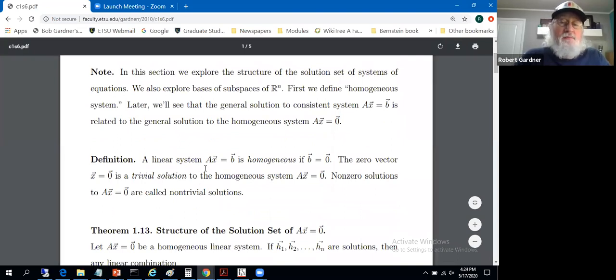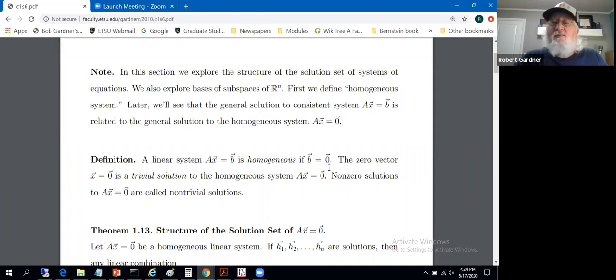So a linear system of equations, AX equals B, is called homogeneous if the right-hand side of all those equations is 0. That is, if the B vector is a 0 vector of appropriate dimensions. The 0 vector is certainly a solution to AX equals 0. It's called a trivial solution. Good news there. Homogeneous systems of equations are always consistent because they always have the trivial solution, for example. Non-zero solutions, other solutions, are called non-trivial solutions.